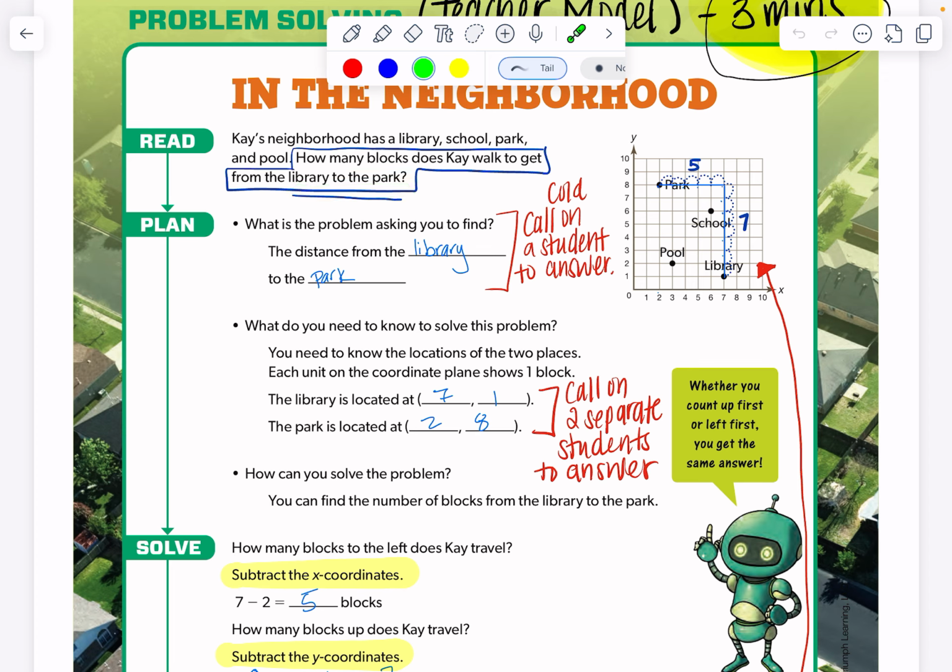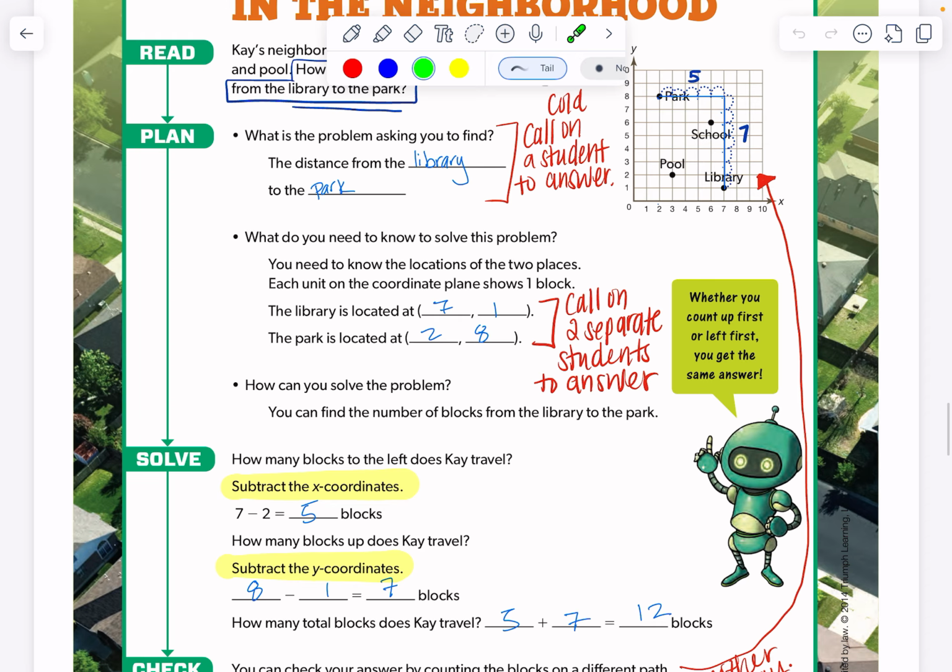In this question, as you can see on the coordinate grid, we have 4 different points: park, school, pool, and library. Students are only supposed to be focused on the library and the park. So you can go ahead and tell them maybe put a star at park, put a star at library. And then it tells them that in order to be able to solve this type of problem correctly, they need to know the coordinates of both of those points. So finding the coordinate of the library and then finding the coordinate of the park.